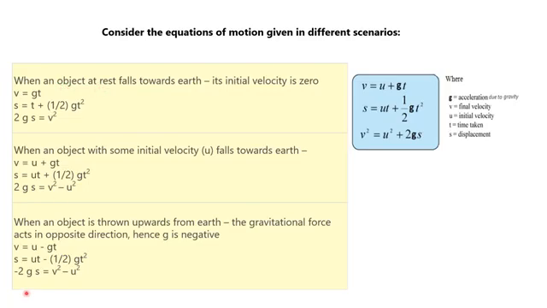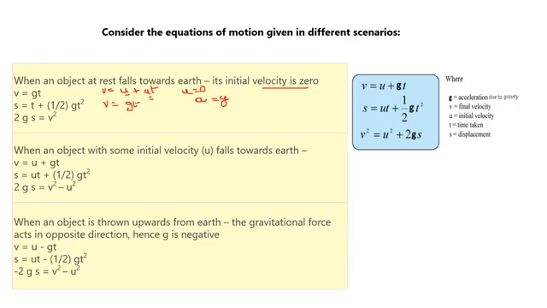So let me explain. Initially, the first equation of motion is v is equal to u plus at. Here, children, because the initial velocity is 0, u is equal to 0, so we don't have to write u. As we are talking about a free falling object, a will be replaced by g. a is equal to g. So here you can write v is equal to gt. Clear, students?